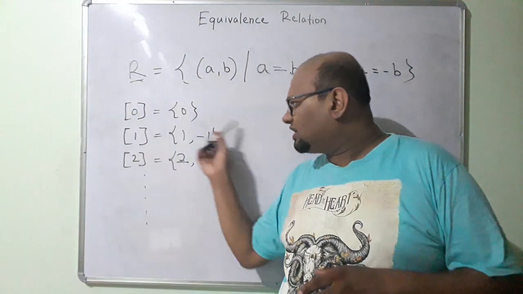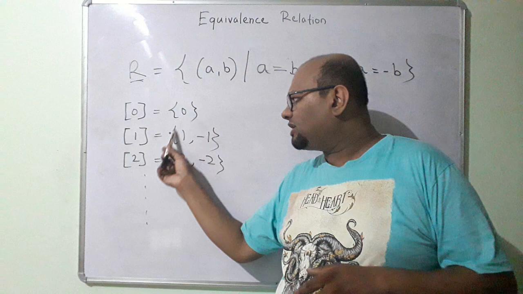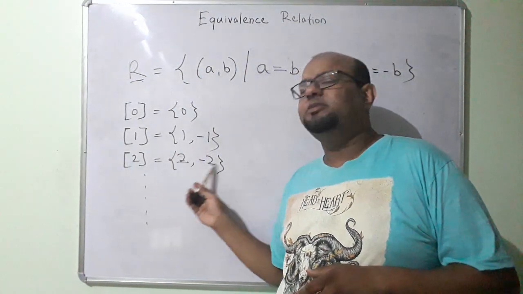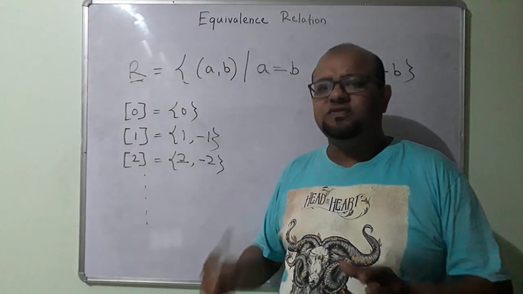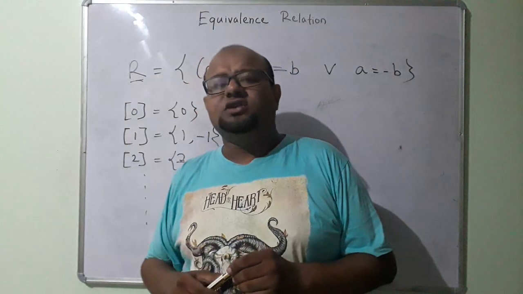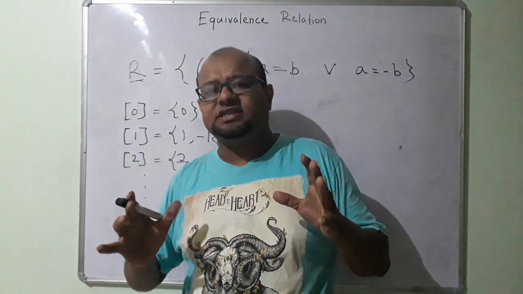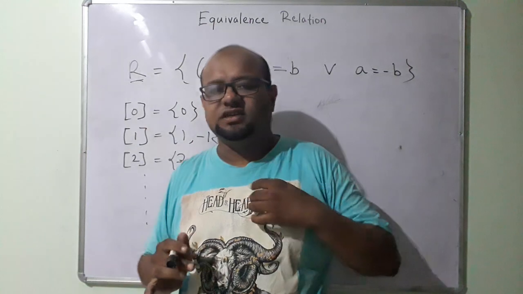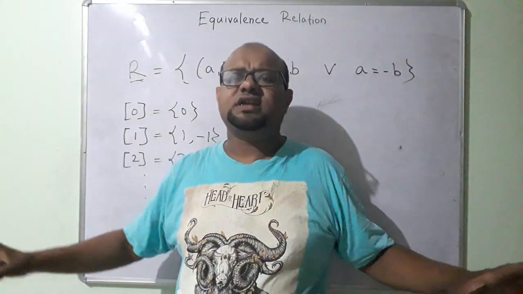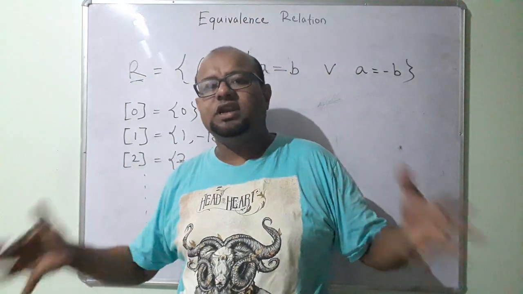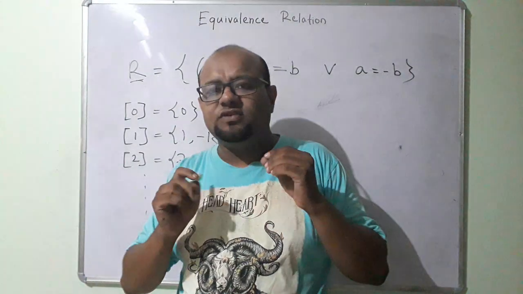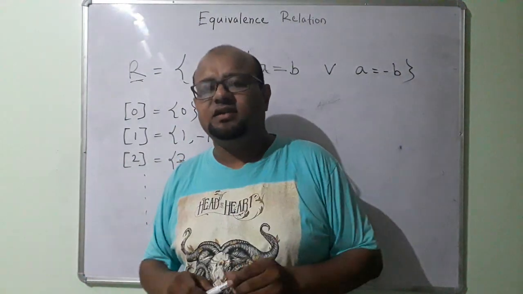All the elements in this set will be equivalent to each other, and all the elements in this set will be equivalent to each other, as defined by my relation. So these equivalence classes will divide my original set into different subsets, right? And when I union them back, I will get back my original set. In other words, these equivalence classes will partition my entire set.